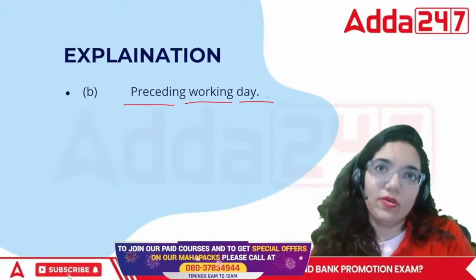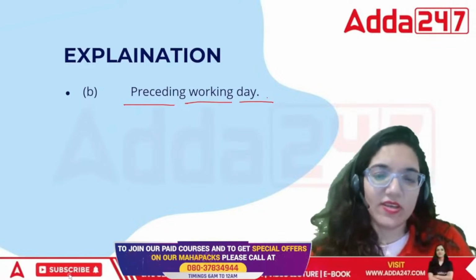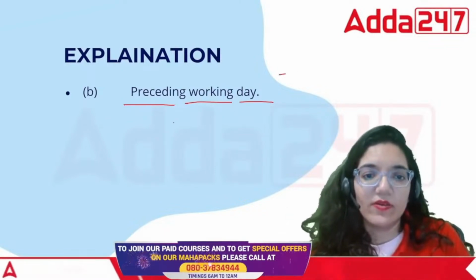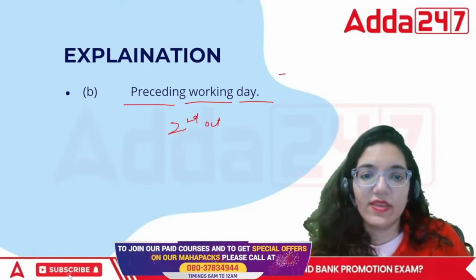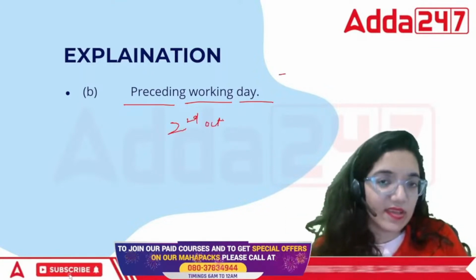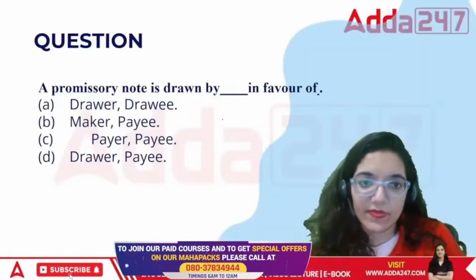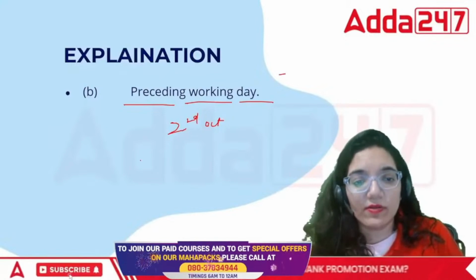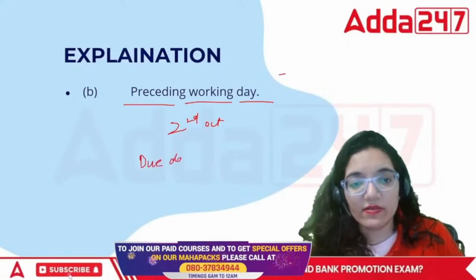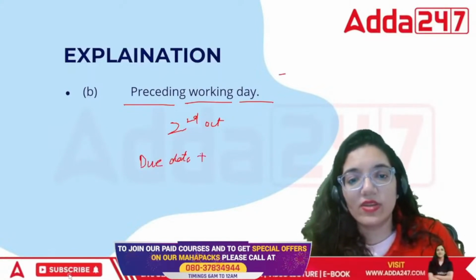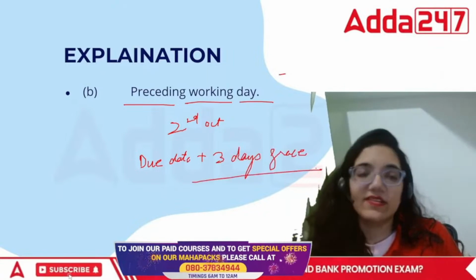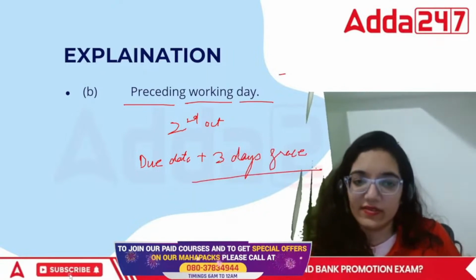If that day is an emergency holiday, then the following day. If it is 2nd of October, 15th of August, then 14th of August. 2nd of October, then 1st of October. So that would be the rule. They also give that after the due date, it is actually due date plus 3 days grace. There is a grace of 3 days.